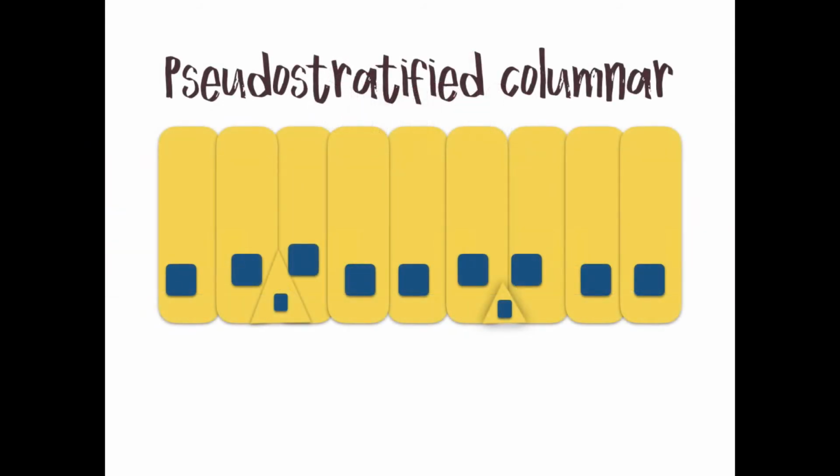Then we have a pseudo-stratified columnar. Pseudo-stratified, the word pseudo means fake. So pseudo-stratified means that it appears that it's stratified. Stratified meaning that it's multi-layered. This gives the appearance of multi-layered because the nuclei are at different levels, and you might think that they're different levels, but it's not. It's just that they're uneven, and it gives the appearance of stratified. So it is called pseudo-stratified.